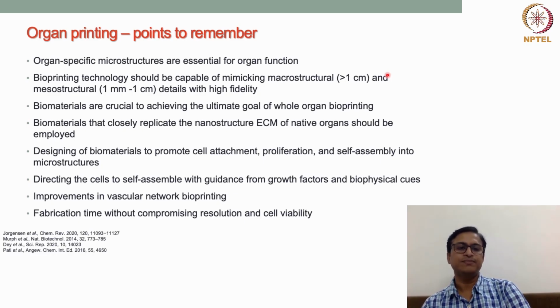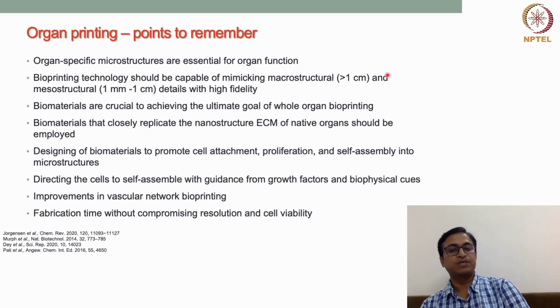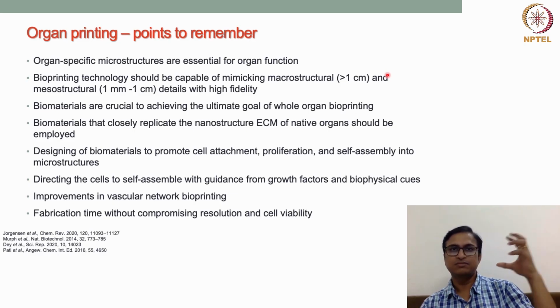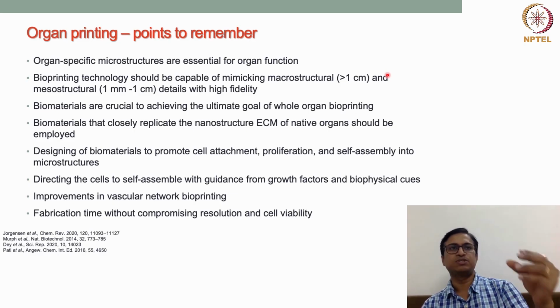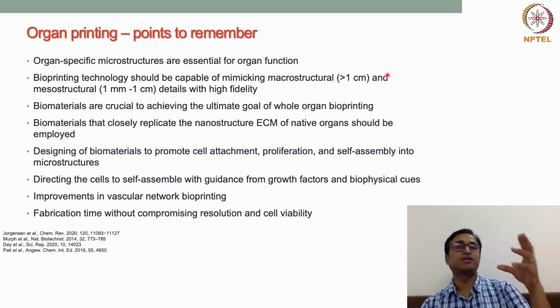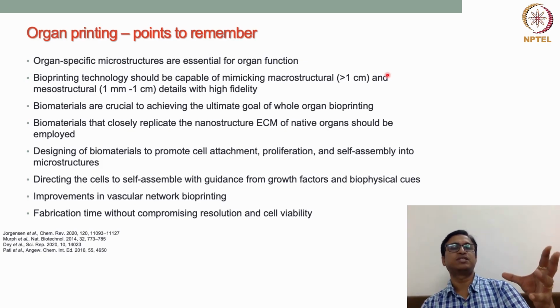Here, biomaterials that closely replicate the nanostructure and microstructure of the ECM of a particular native tissue should be employed. That means when we are trying to bioprint a particular tissue structure, first we understand what the microstructure and mesostructure present in that tissue are, what the nanostructure of the tissue is, and what specific ECM composition is present there.